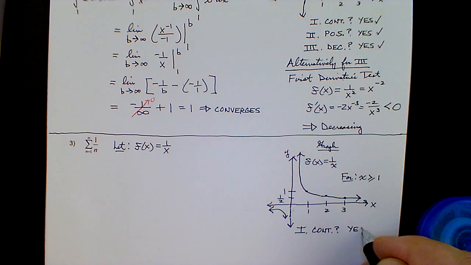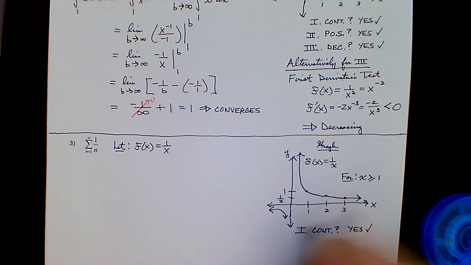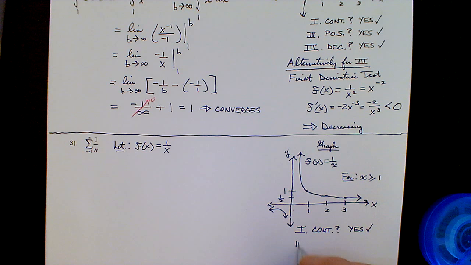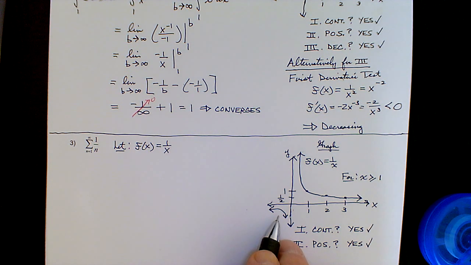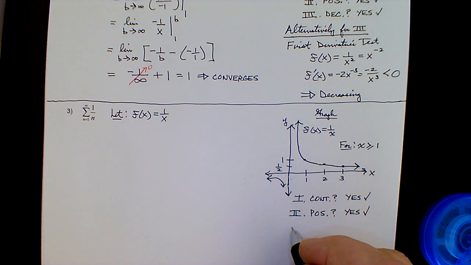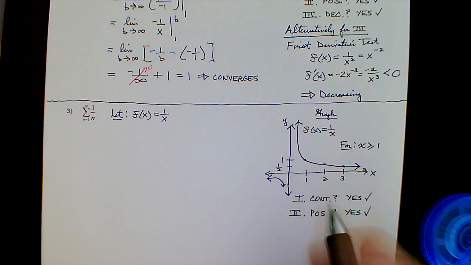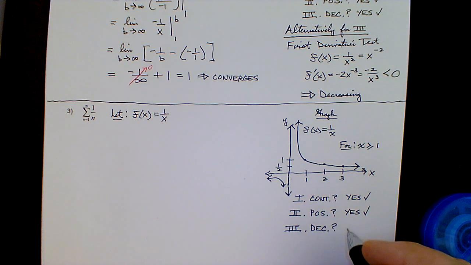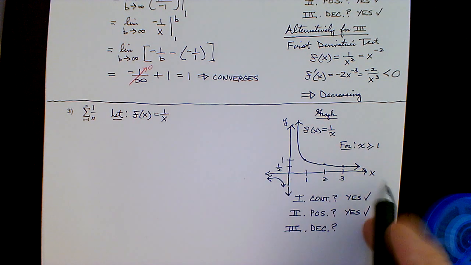Okay, yes it is, for x greater than or equal to 1. It's discontinuous at 0, we can see that, or by inspection. Positive for x greater than or equal to 1. Yes, it is negative over here, but we don't care because, again, x is greater than or equal to 1. And by inspection, you can see as well, put in x values that are bigger than 1, and it's decreasing. That's the reason why we have the graph, because you can see that it does decrease.